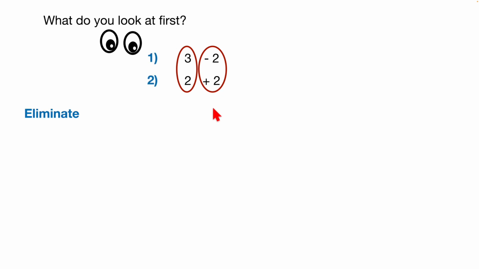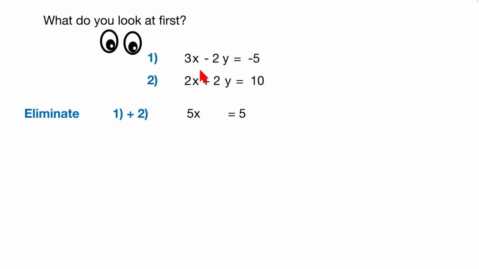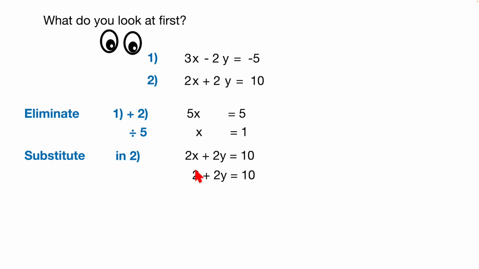So if I call them 1 and 2, well, I'm going to eliminate by adding 1 to 2. So get the equations back, and if I add 1 to 2, I get 5x, I get no y's, and I have minus 5 and 10, which gives me 5, and hence x equals 1. Pretty simple stuff. Substitute into either. I'm going to go for 2. So 2x plus 2y equals 10.